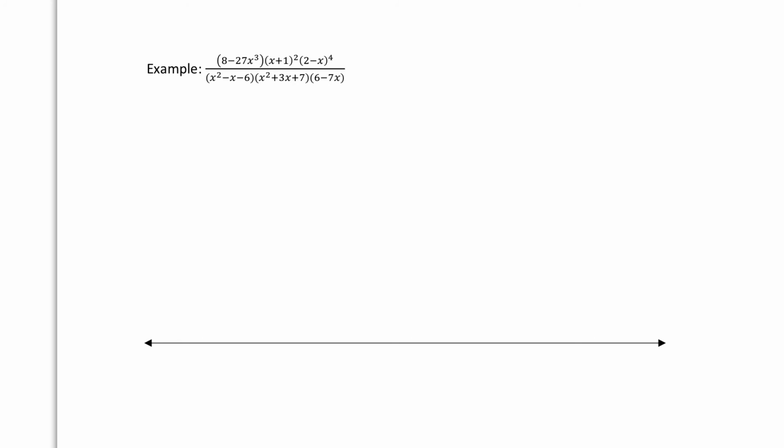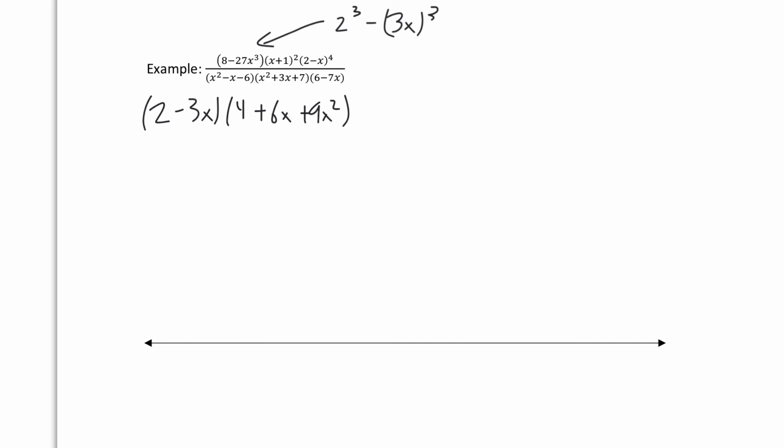So let's go ahead and factor fully. Here we have a difference of cubes because this is 2 cubed minus 3x cubed. So using our formula, we'll get 2 minus 3x, times 4 plus 6x plus 9x squared.